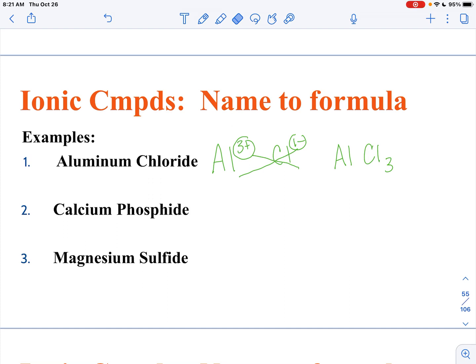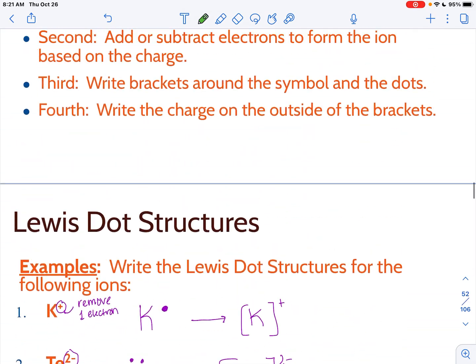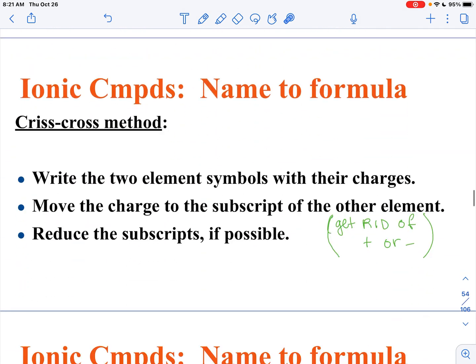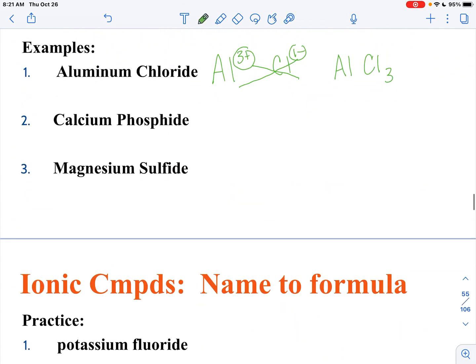So now let's figure out that calcium phosphide, which we had talked about would be a little bit harder. So we look up calcium and phosphorus. Calcium has a 2 plus charge. Phosphorus has a 3 minus charge. Calcium, 2 plus. Phosphorus, 3 minus. We crisscross them.